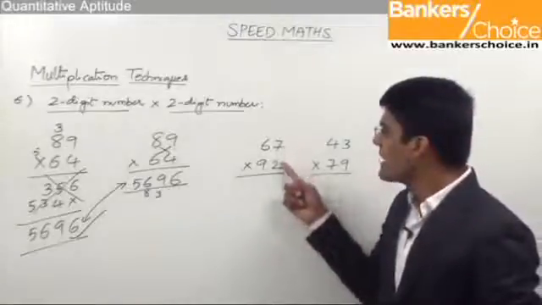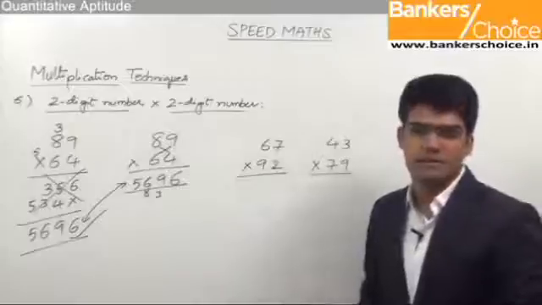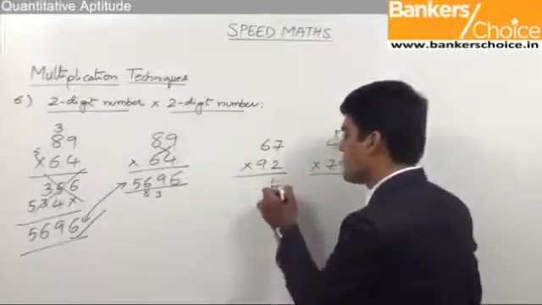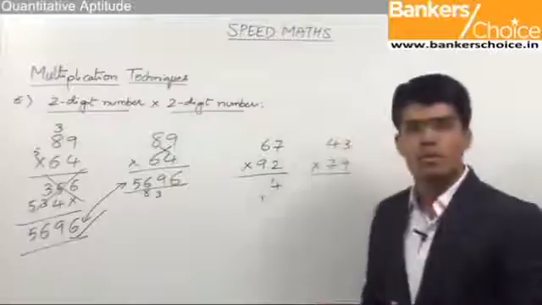You know that the first step is we have to multiply both the unit places. That is 7 into 2, that is 14. So write 4 in the answer and 1 is carried forward.